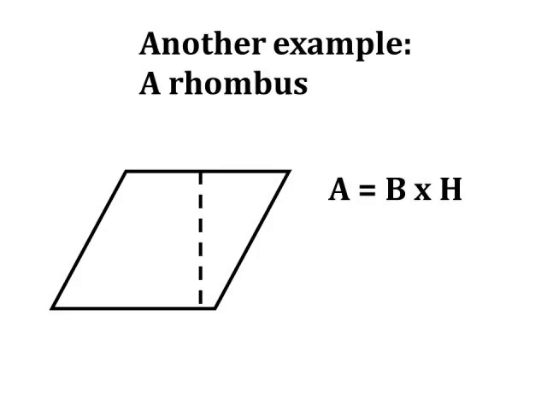Now let's have another example of a rhombus. A rhombus is just a special parallelogram. So the formula for solving its area is the same as with the parallelogram. Area equals base times height. For example, this rhombus has a base of 4 and a height of 3.